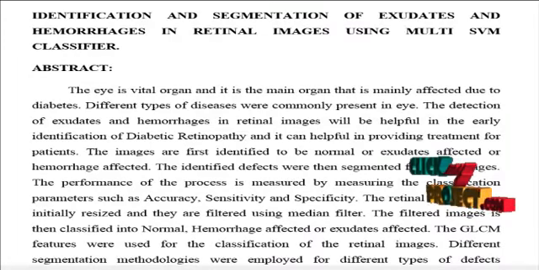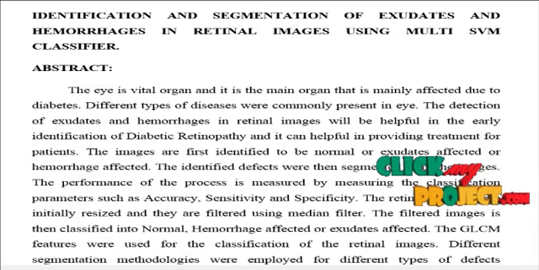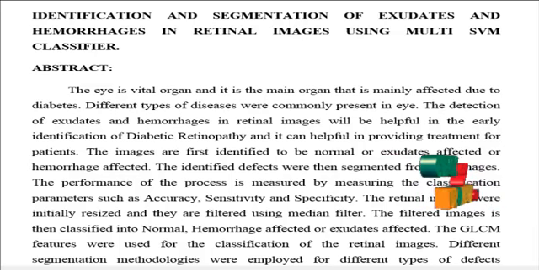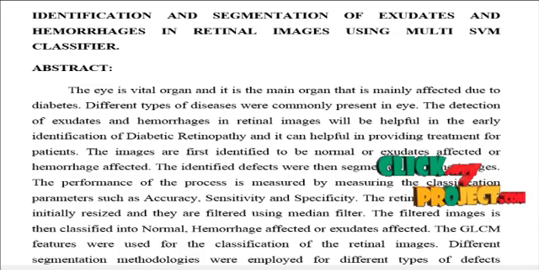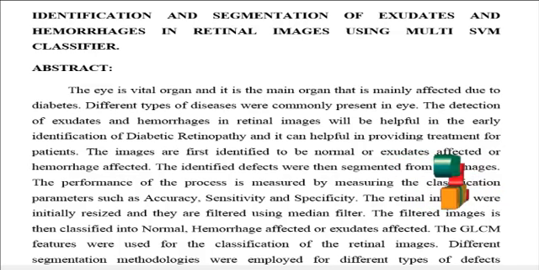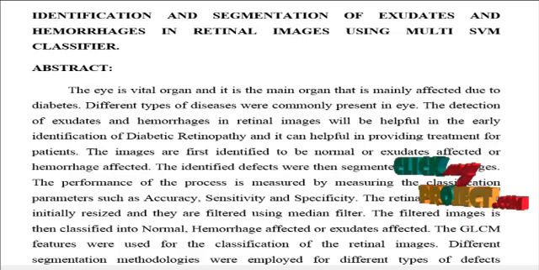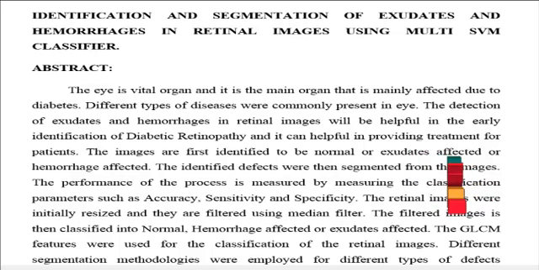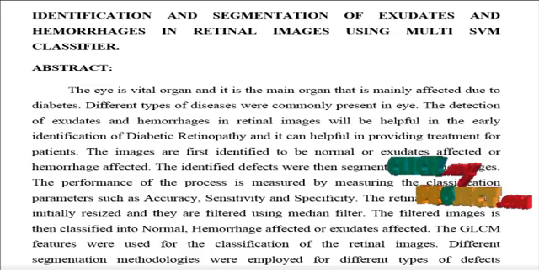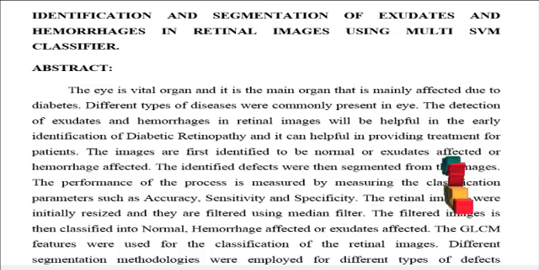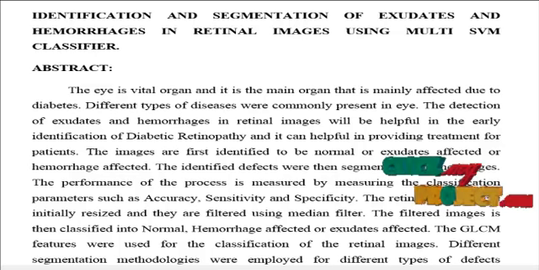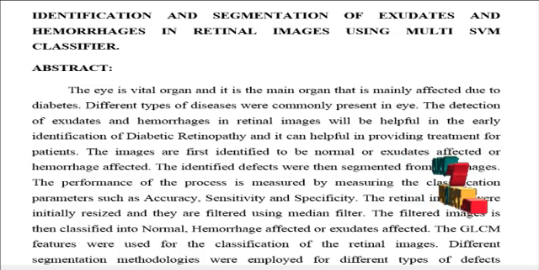Let us discuss the detection of exudates in color fundus images. Let me see the abstract of the process. The eye is a vital organ and it is commonly affected due to diabetes. Different types of diseases are present in the eye due to diabetes. The detection of exudates and hemorrhages in retinal images will be helpful in the early identification of diabetic retinopathy, and it can be more helpful in providing treatment for patients.